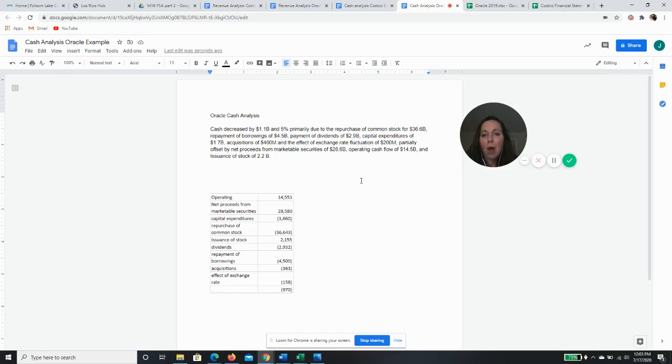Partially offset by net proceeds from marketable securities. Again, these are our increases now of 28.6 billion, operating cash flow of 14.5 billion, and issuance of stock of 2.2 billion. All right, so I've explained what happened to Oracle cash. I told you what it decreased by and the percent, and then I told you the big things that contributed to it. Okay, so that's our first example. I'm going to do a second example just so you can see it for a couple different companies, but this is pretty much what I'm expecting you to do.